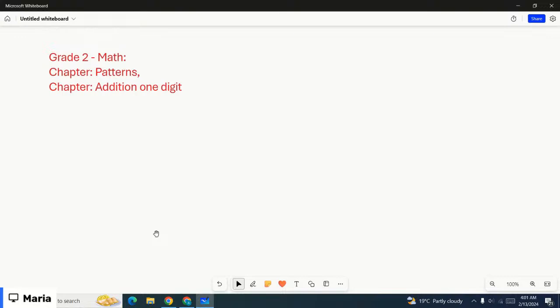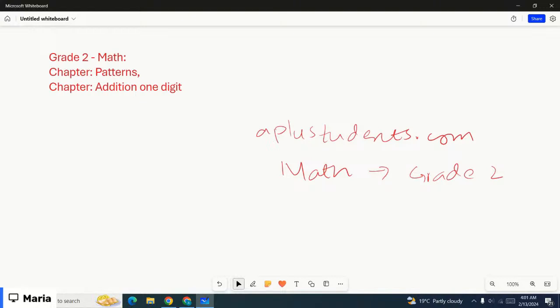So you can find all the lessons on aplusstudents.com. You have to log in there using your email address and password as provided by the administrator. Then you have to select math from the subject tab. Scroll down to grade 2 and then click on view all lessons. So there you can find a list of the chapters. We're going to start with the chapter patterns. Then we'll start the other chapter, that is addition, one digit, right?